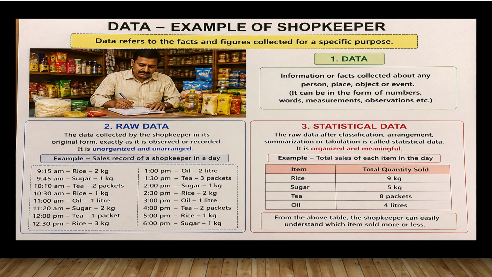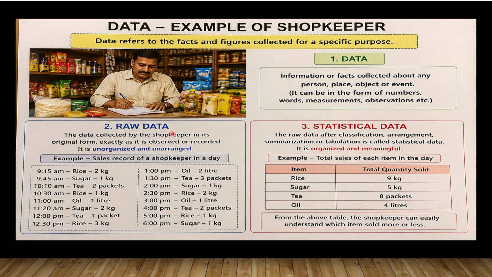Let's understand the difference between the two types of data with a simple real life example. Imagine you own a grocery shop. Throughout the day, customers purchase different items. You simply write down each sale as it happens, such as rice 2 kg, sugar 1 kg as per the time. At this stage, these are just individual observations recorded in the order they occurred. So this is called raw data.